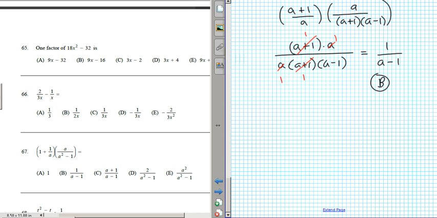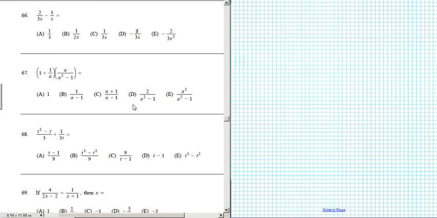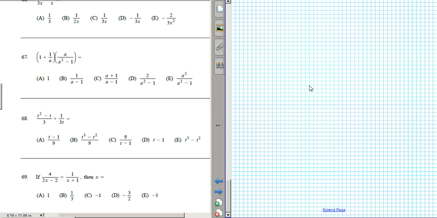Alright, let's move on to number 68. For 68, we have to divide t squared minus t over 3 by 1 over 3t. Remember, anytime you're dividing, you're multiplying by the reciprocal. So this one is t squared minus t divided by 3, and we multiply by the reciprocal, which is 3t over 1. Reciprocal just means you flip a fraction around.